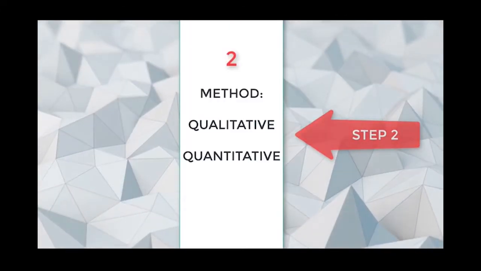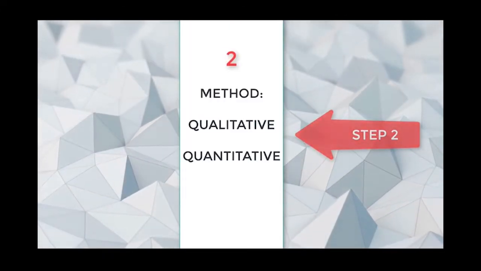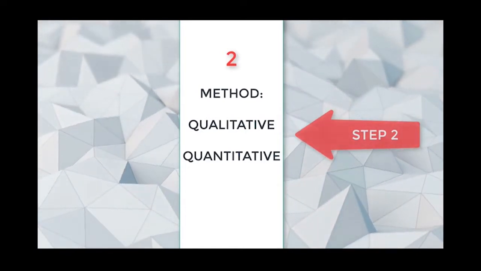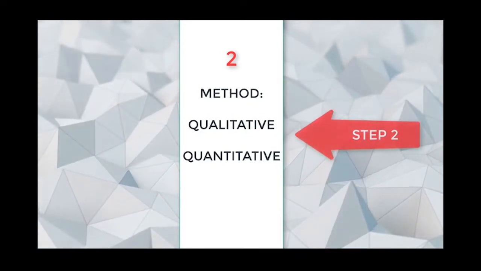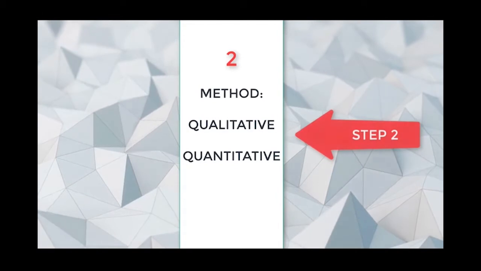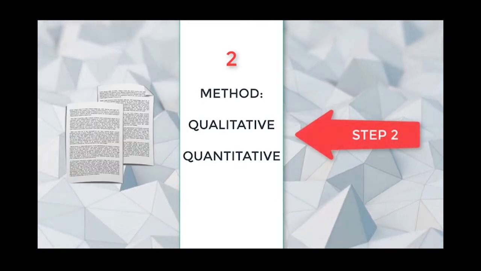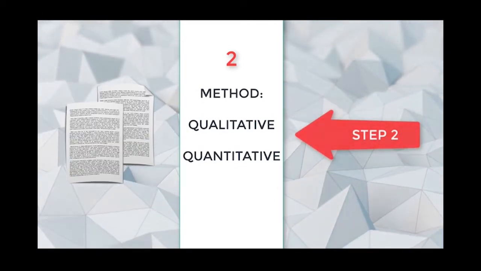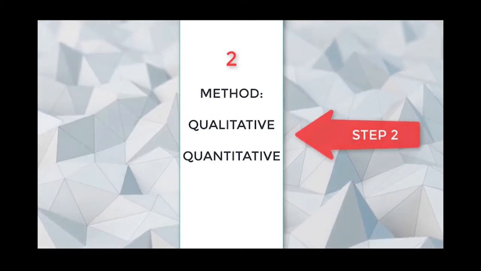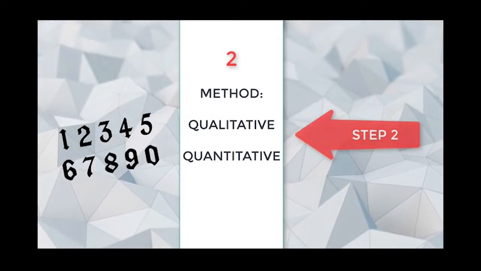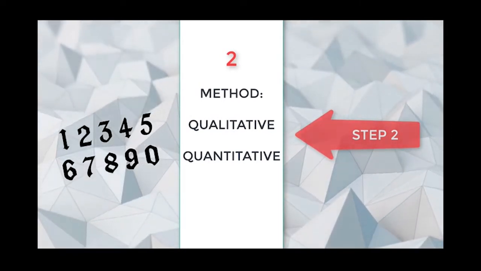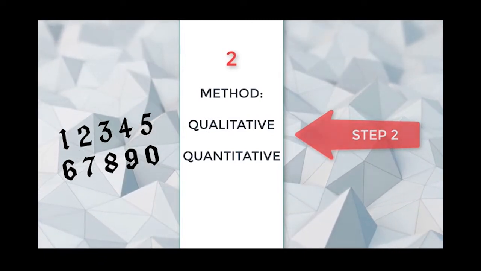Step two is to determine your method. It is important to make the distinction between qualitative and quantitative data. Do you want to capture the data in words? That's qualitative data, and these are known as categories or attributes. Or do you want to capture numbers? This is called quantitative data, and these are known as values, or you may think of them as numbers.